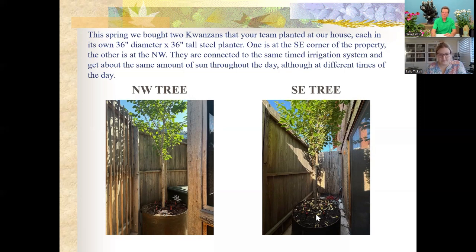But over here in the southeast, of course, the southeast corners tend to be hotter. Even though when they say they get the same amount of sun, it's different through the day. So the northwest, we might be capturing some of the early morning sun, but the southeast tree is of course going to get that late afternoon sun.